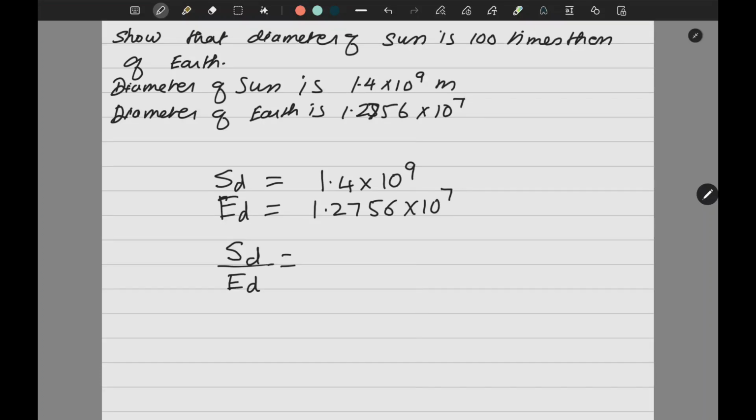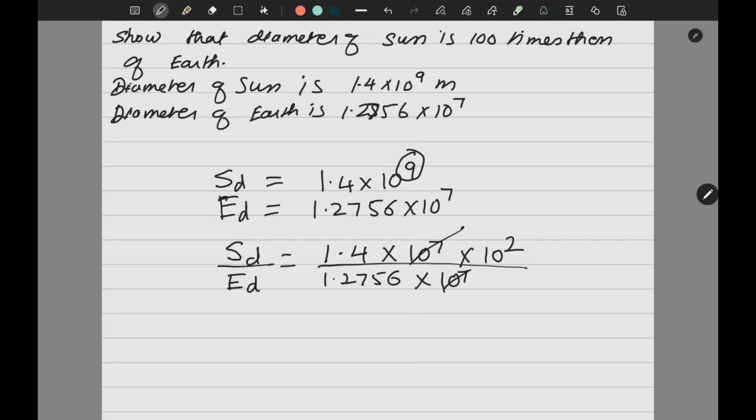Now what I will do is write it as 1.4 into 10 to the power 7 into 10 to the power 2, over 1.2756 into 10 to the power 7. I split the 9 like this because I want to cancel this 10 to the power 7. So now this is cancelled. If you observe, these two numbers are almost equal to 1. In this type of question we have to write approximate results. 1.4 and 1.2 are very close numbers, so this is almost equal to 1. So my answer will be approximately 100.